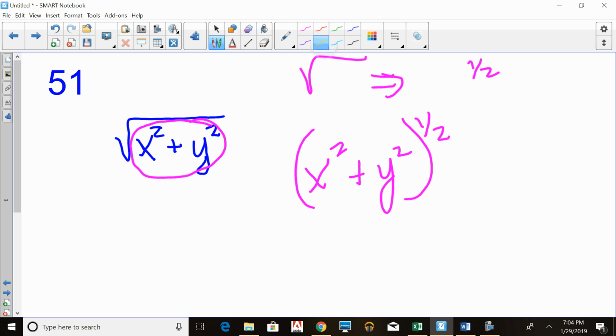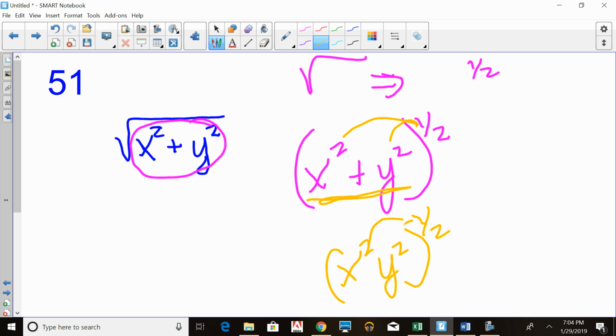Now, you're probably thinking, hey, this is a 1/2 power and then this is x squared plus y squared, so I can distribute that to the two things inside. But you can't do that because of this addition sign. This is considered one thing. If it were x squared y squared to the 1/2, well, yes, now you can do that to both of those two things, turn it into xy. But once that plus sign comes into play, then you cannot distribute that to those two things.